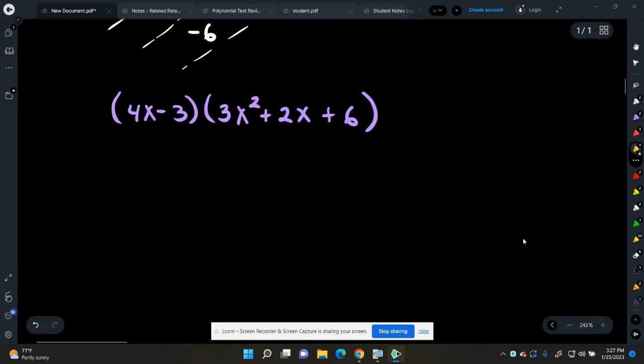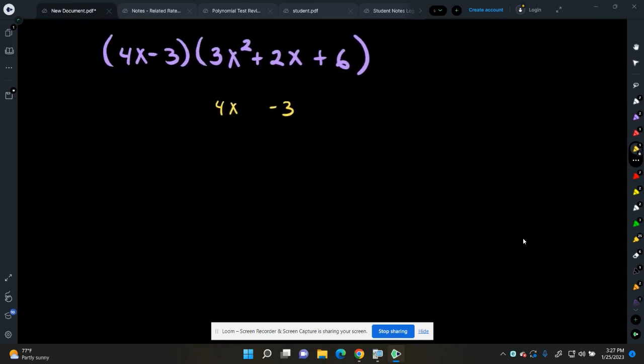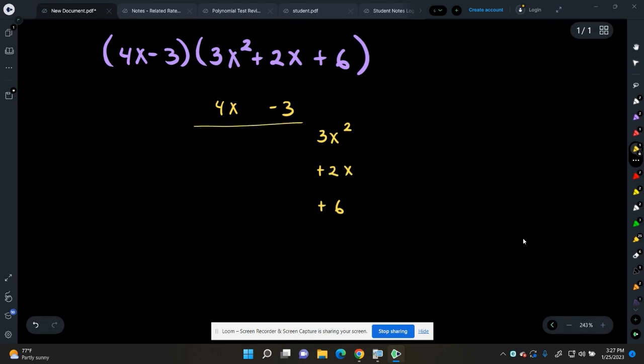I've got 4x minus 3, and on the side I'm going to write 3x squared plus 2x plus 6. Just draw my table in there. Take the time to be neat. That will avoid mistakes later on, okay?